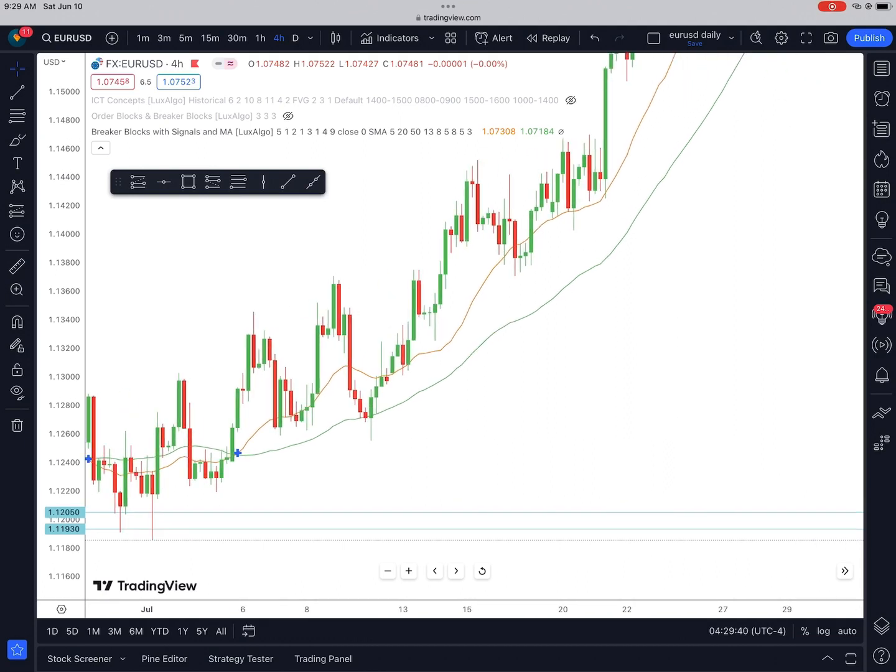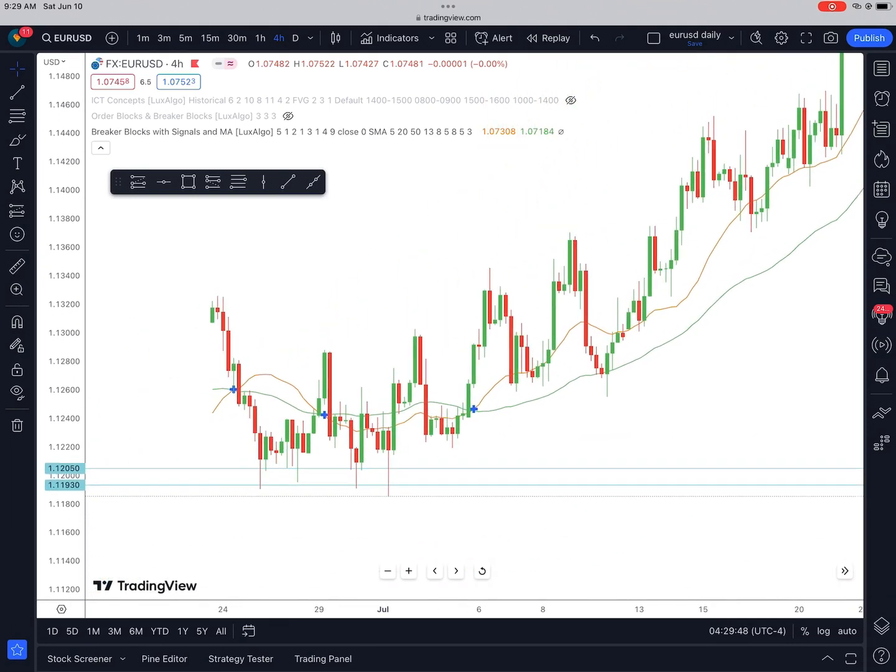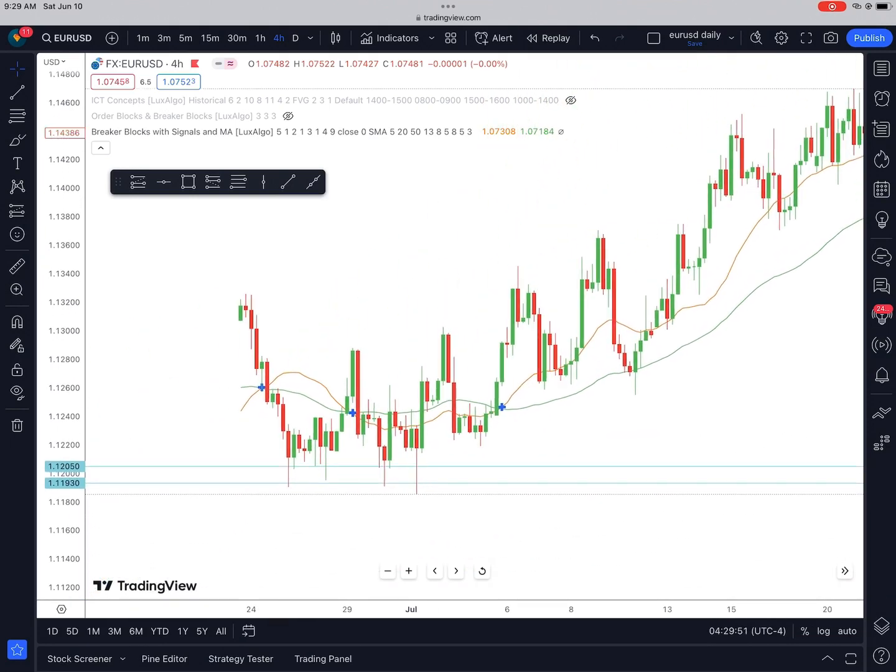And the reason why I particularly like the moving average is because when the market is trending up, it is so obvious to see when the market is trending up. When the market is in range, it is so obvious to see when you're trading with the moving average.